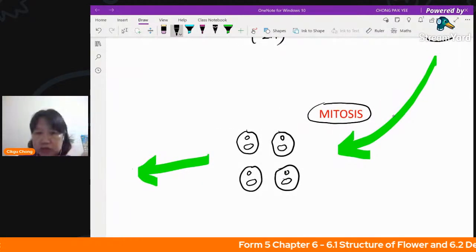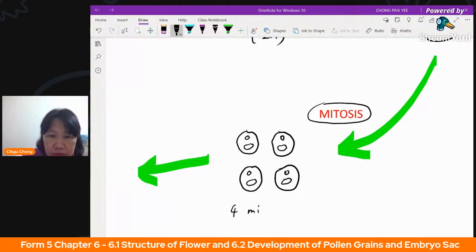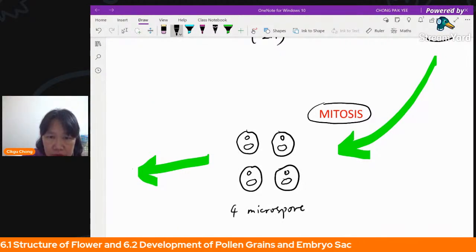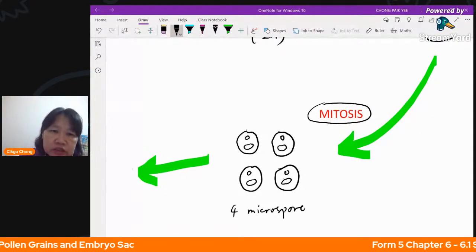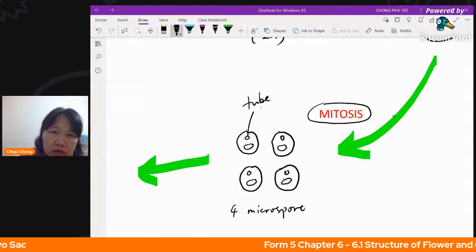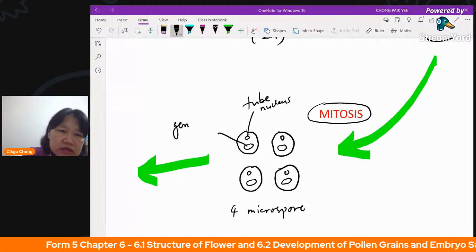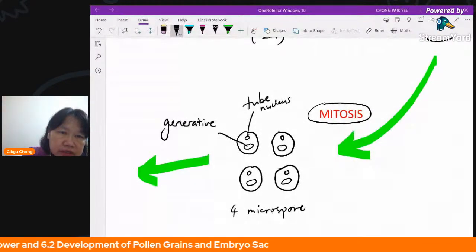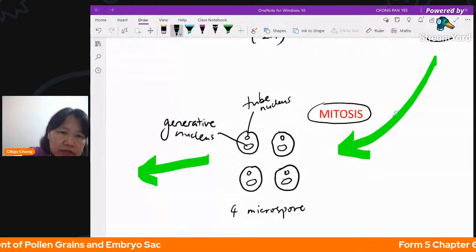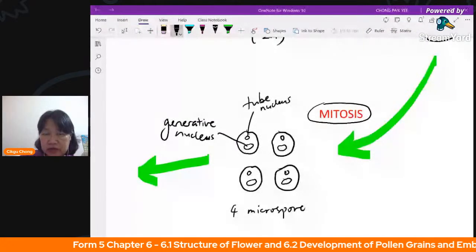So let's look at the 4 microspores. Each one is called a microspore. It is going to actually give you 2 nuclei. One is called a tube nucleus. The other one is called a generative nucleus. Generative, G-E-N-E, generative nucleus. Why do you need 2 types of nucleus? Because each one has its own purpose. Each one has its own function. I'll tell you the function later.